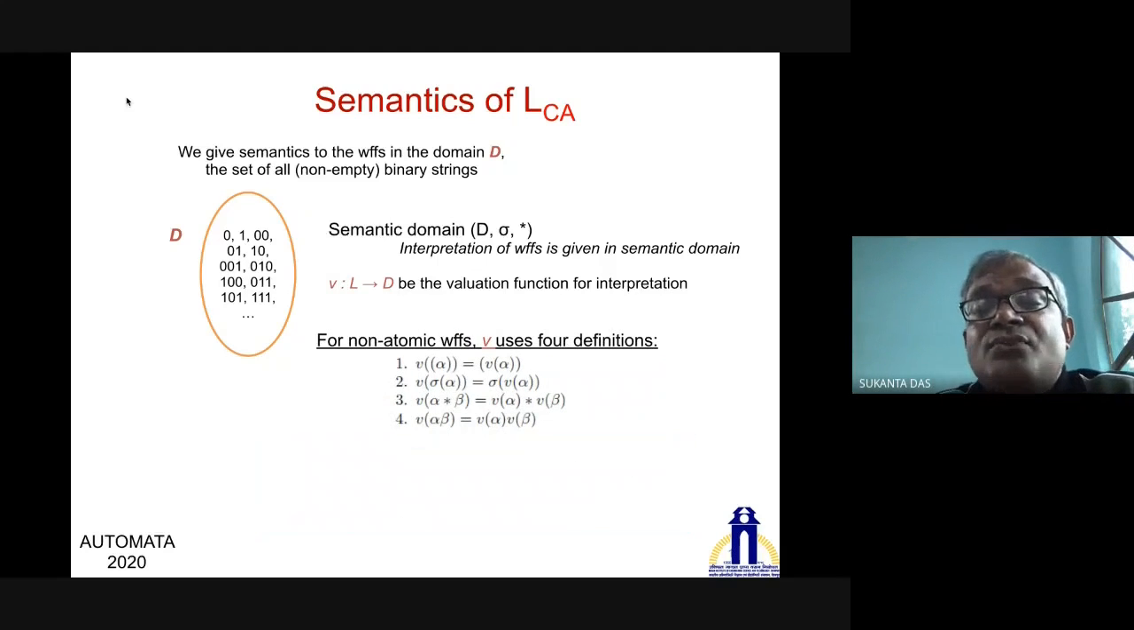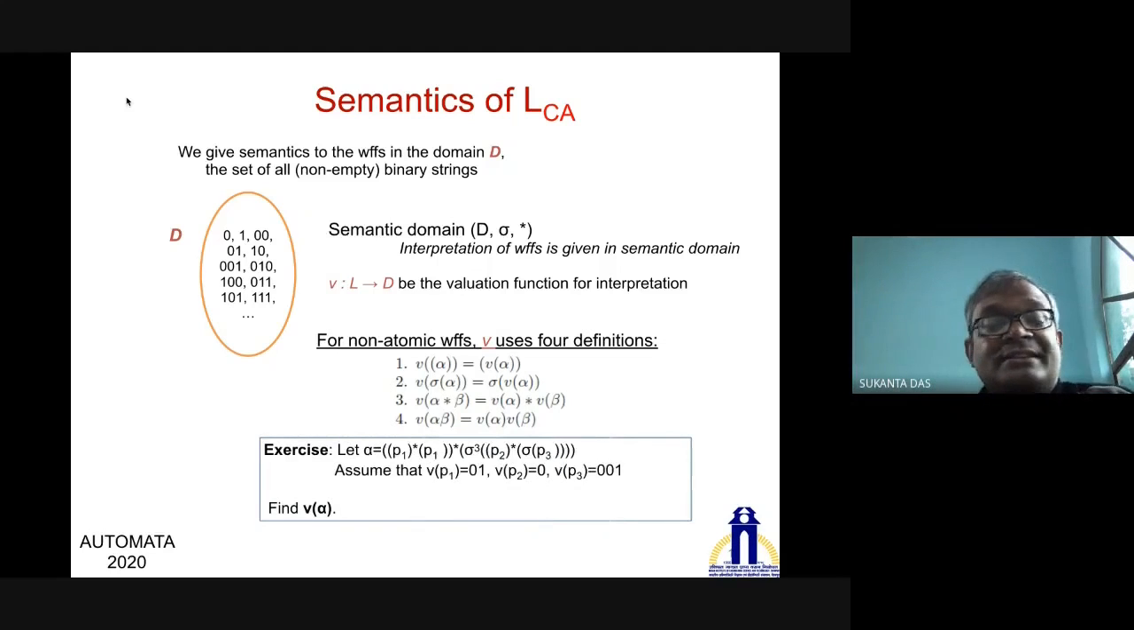Now we extend this valuation function V to the non-atomic WFFs. This is the way, and it is very simple: one, two, three, four. V of bracket alpha is bracket of V alpha. V of bracket of sigma alpha is sigma of V alpha. V of alpha star beta is equal to V alpha star V beta, and V of alpha beta is equal to V alpha V beta.